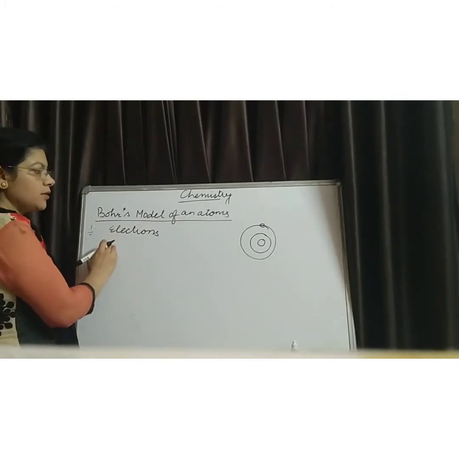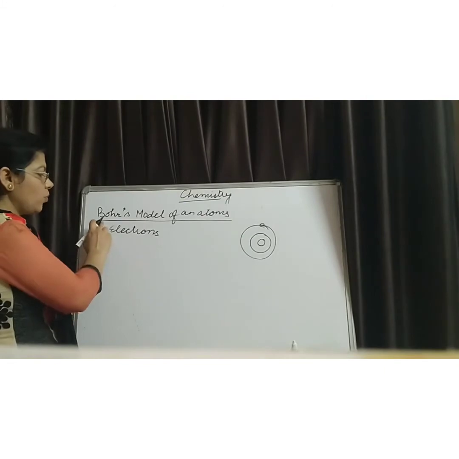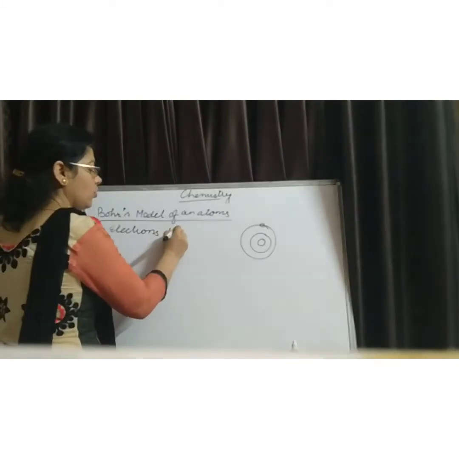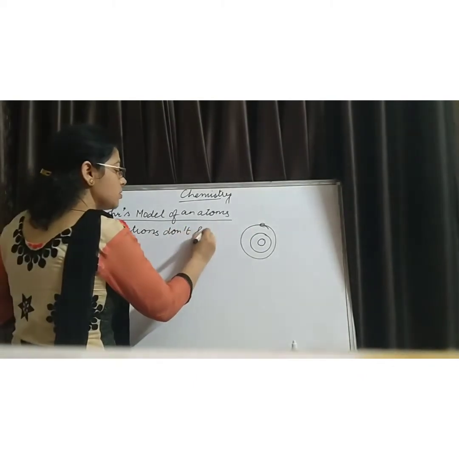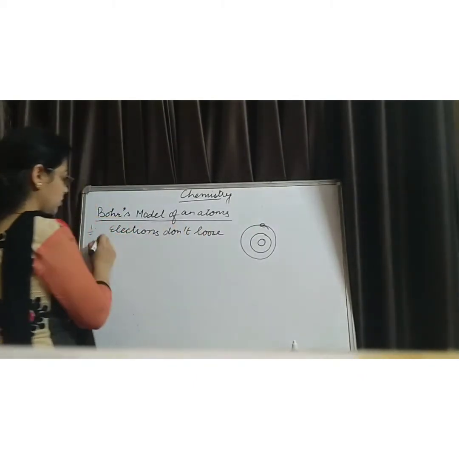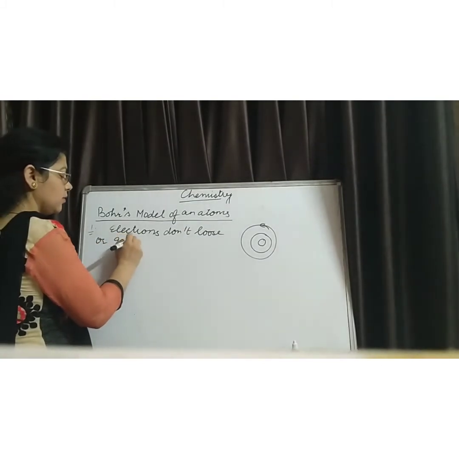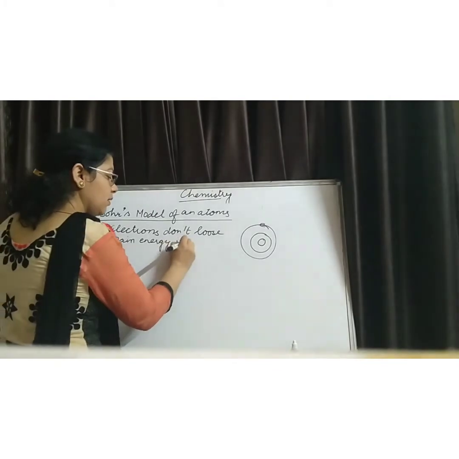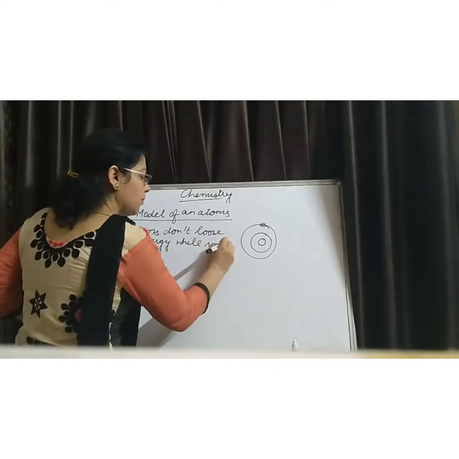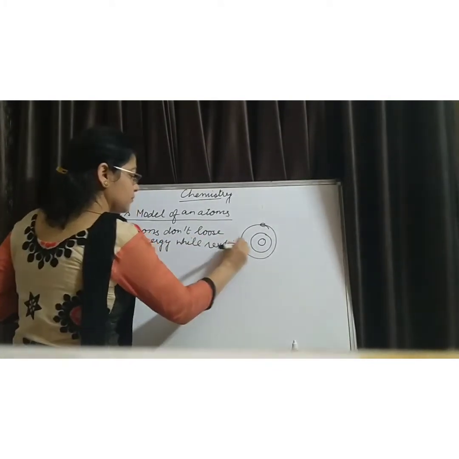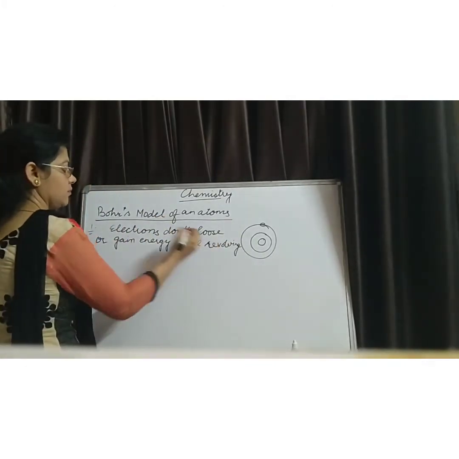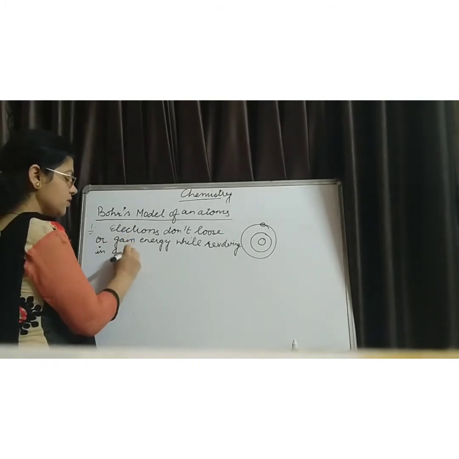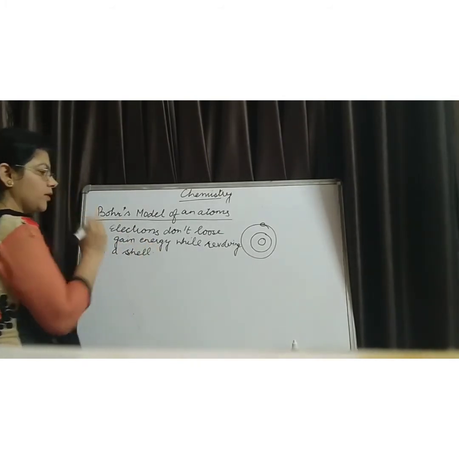So the first point that was given by Bohr is that electrons don't lose or gain energy while revolving in a particular shell, in a fixed shell or fixed orbit.